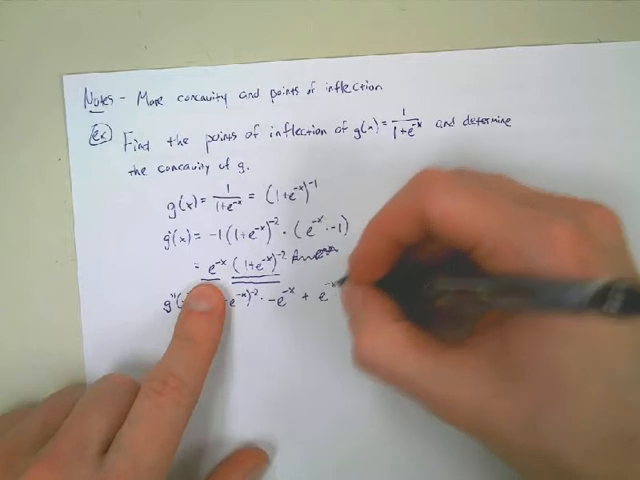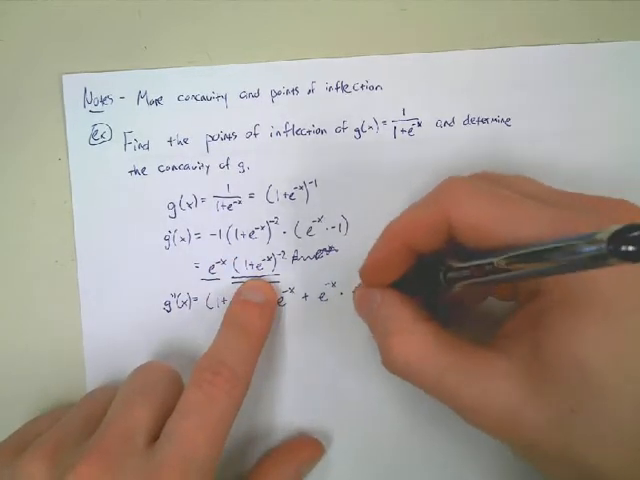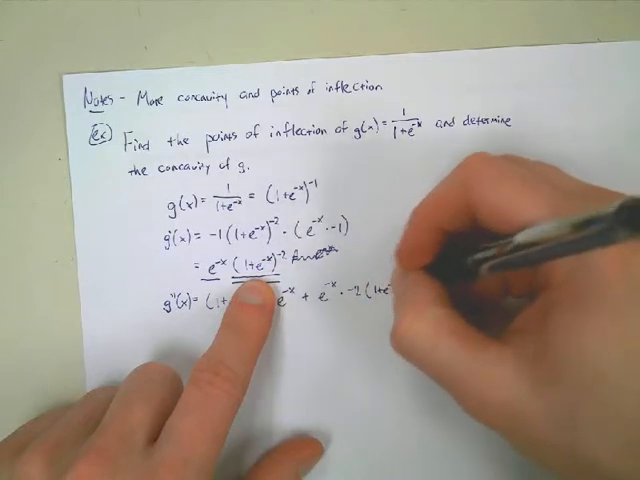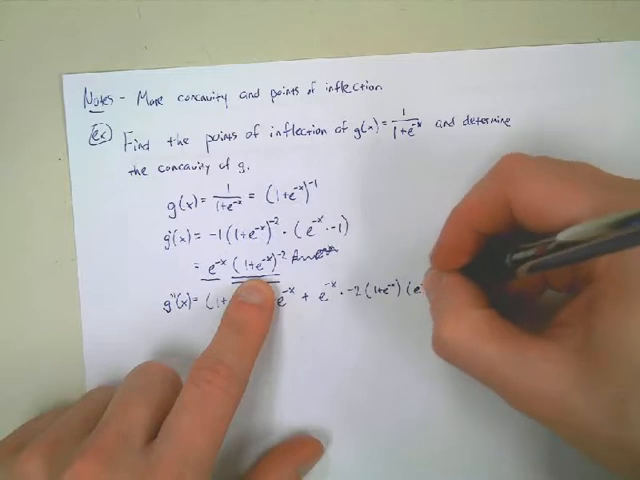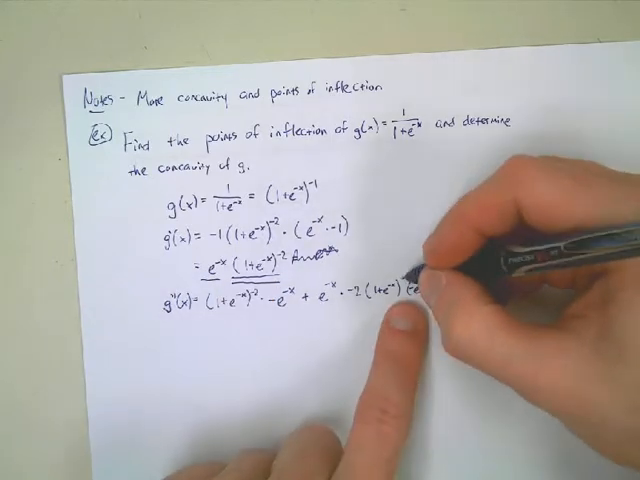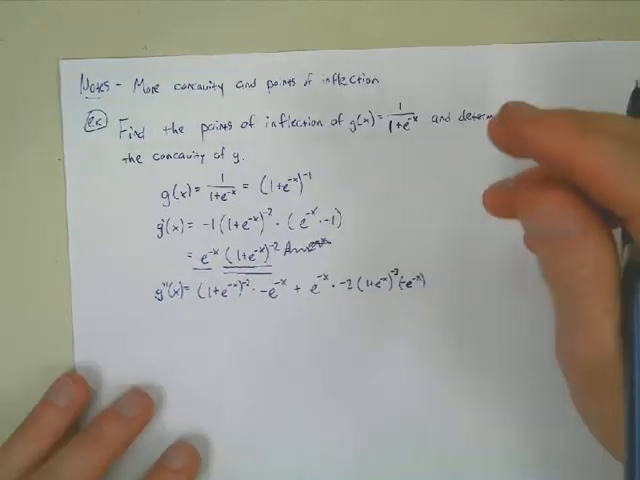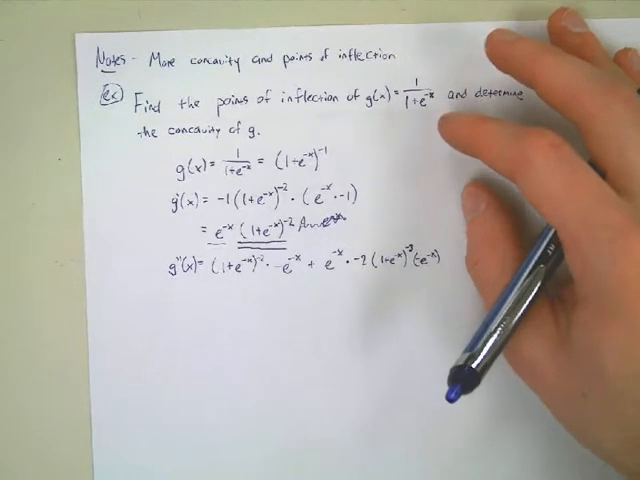Negative e to the negative x, very good, plus the first, so e to the negative x, times the derivative of the second. So what's that going to be? Negative 2, 1 plus e to the negative x in parentheses times negative e to the negative x. Okay, almost. What's your exponent? Don't forget the, I think you just... yeah, negative 3. So close.